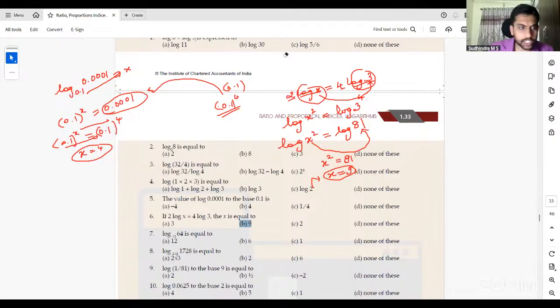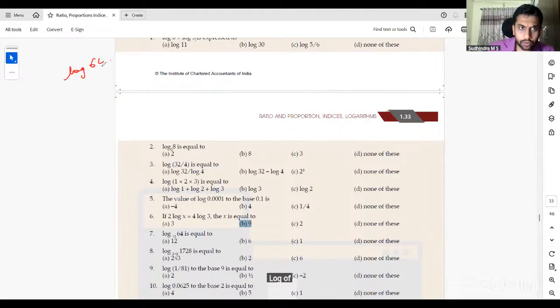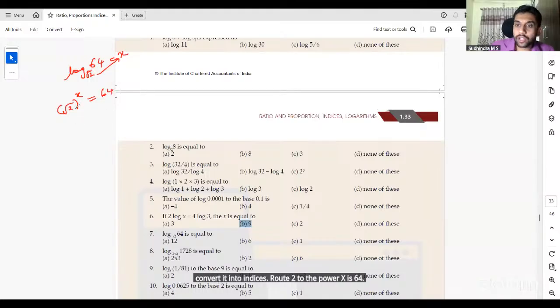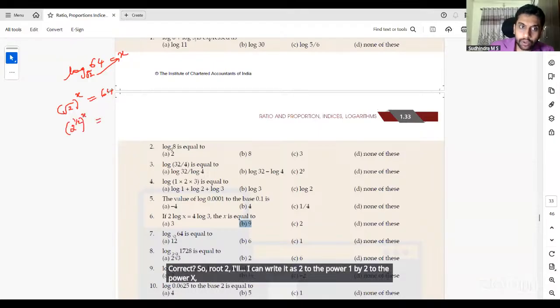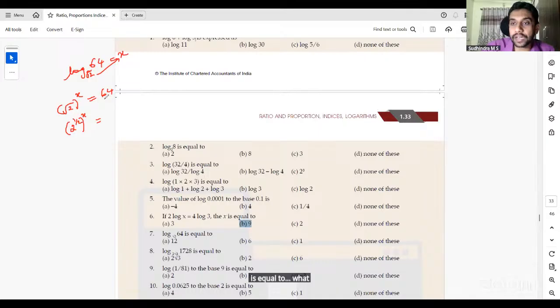Manvit, you have to recheck. Okay, fine. So we'll discuss the answer for this. Log of 64 to the base root 2 is what they're asking us. I'll equate it to x. Convert it into indices. Root 2 to the power x is 64. So root 2, I can write it as 2 to the power 1 by 2, to the power x is equal to, what is 64 in terms of 2 power?